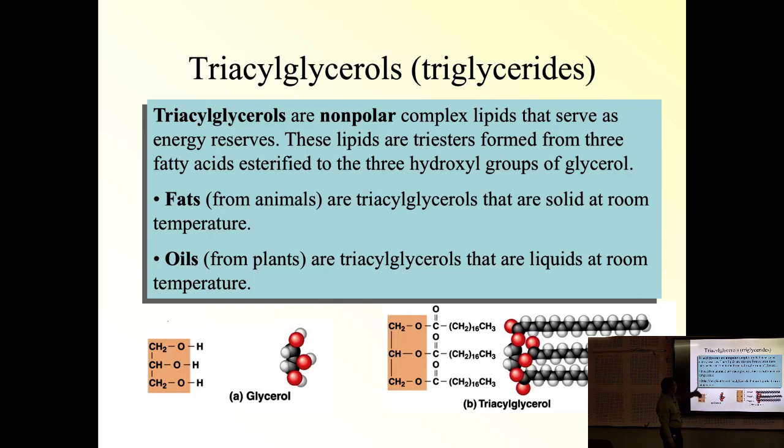Okay. Similarly, triacylglycerols are non-polar complex lipids. They serve as an energy source or energy reserve. These lipids are triesters. Why triester? As I said, 3 fatty acids are esterified to the 3 hydroxyl groups of glycerol.